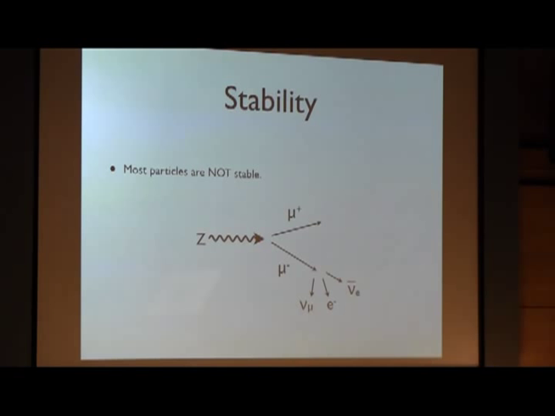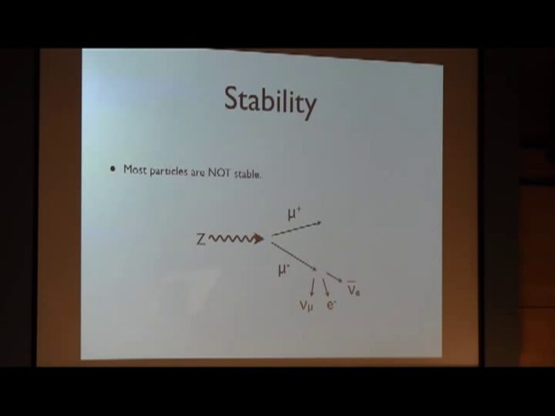So if you are lucky enough to somehow create a Z boson, the Z boson will almost immediately decay into, for example, two muons. And those muons aren't stable either. Electrons are stable, but muons are not. So those muons will then immediately decay into electrons and neutrinos.